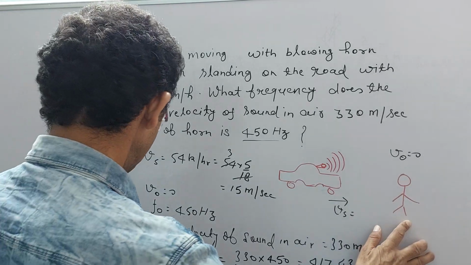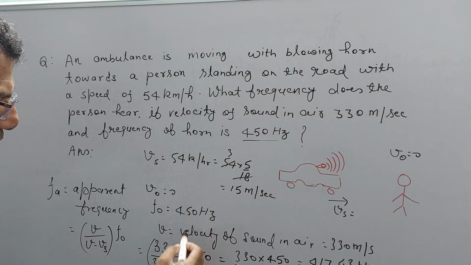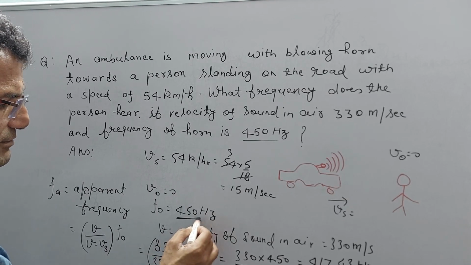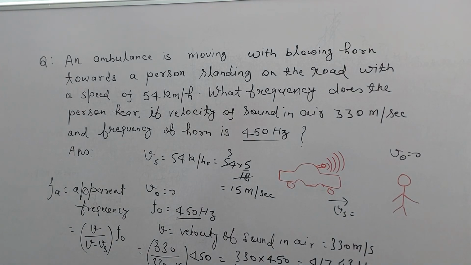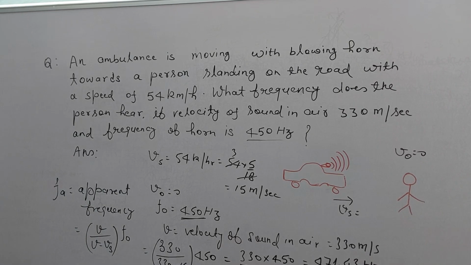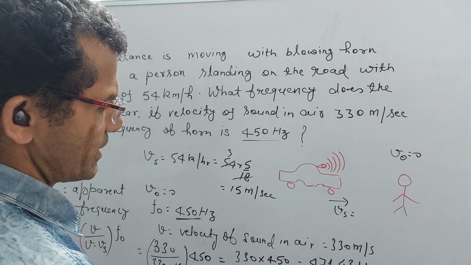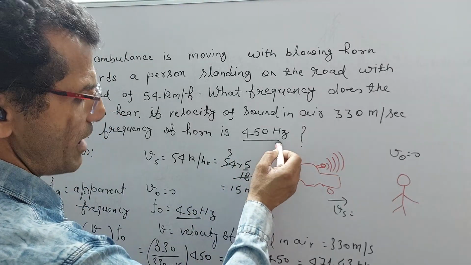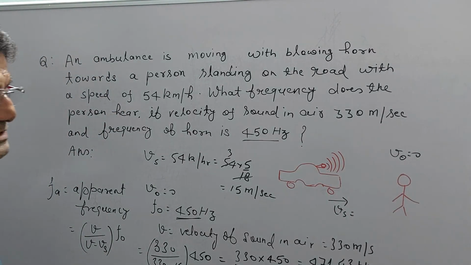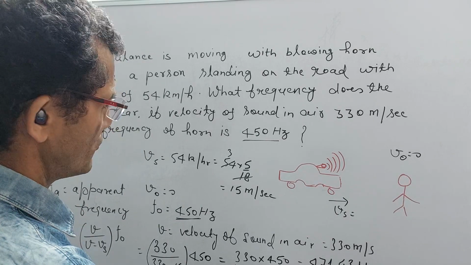This is your observer, and here 450 is the original frequency of the horn. Now this calculated value is 471.43 hertz, and our original frequency of the horn is 450 hertz. The apparent frequency of the sound is 471.43, which is obviously more than the original.